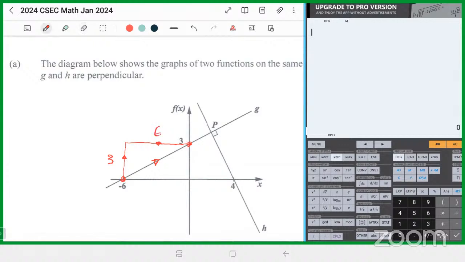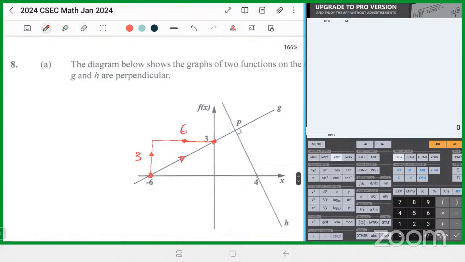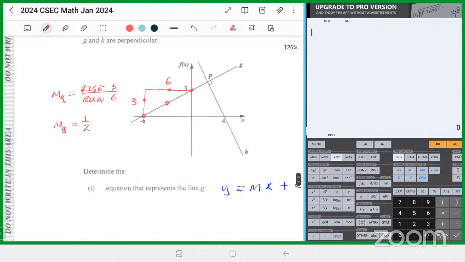So the gradient of line G is rise over the run, and the rise is 3 and the run is 6. So the gradient of line G becomes a half. 3 over 6 is a half. So the gradient of line G is simply half. I can place that here.